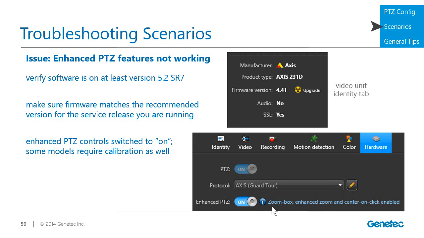You may see as well some cameras require calibration in order to use the enhanced controls properly, so don't forget to hit the calibrate button next to the enhanced PTZ option. This was taken from an Axis camera and it doesn't actually need the calibration. Now, some cameras do not support the enhanced features, so you won't see the option in the hardware tab either. And as I mentioned, others like the Axis cameras don't even require it, and the button just doesn't appear in that case.